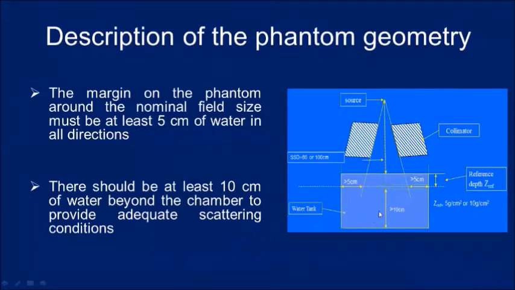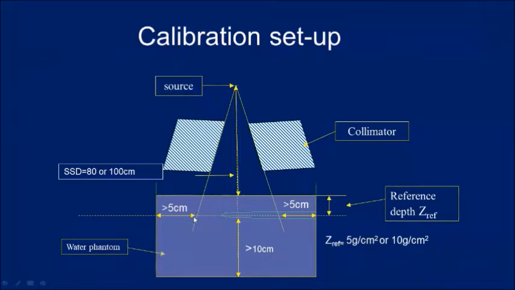The water phantom that we use for absorbed dose measurement should have a margin of 5 centimeter from the nominal field size at the point of the ion chamber, and there must be 10 centimeter water beyond the ion chamber. So if you look at this, this is the field size here, nominal field size. At the point of the ion chamber, it should have 5 centimeter all around, and below the chamber, you must have 10 centimeter of water. This is to provide adequate scattering condition.